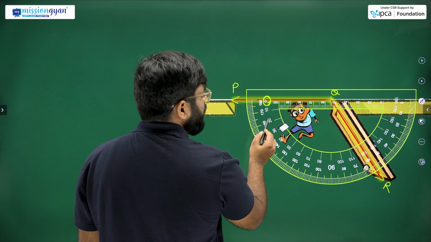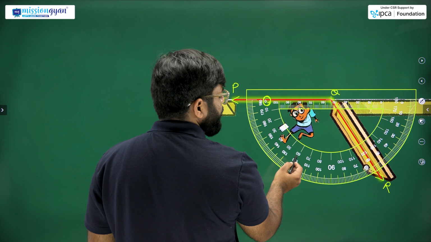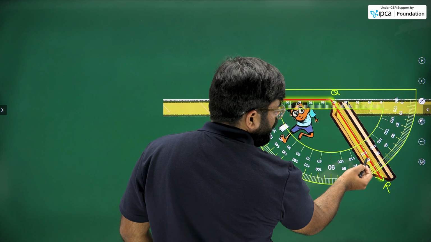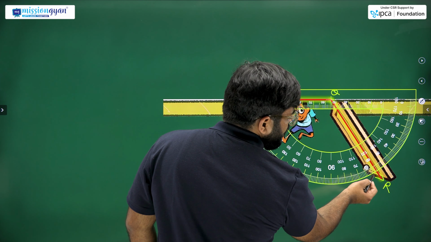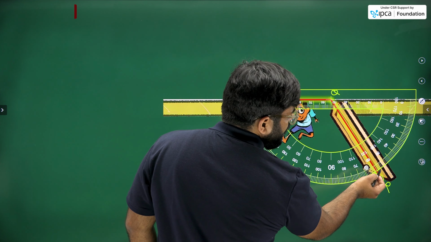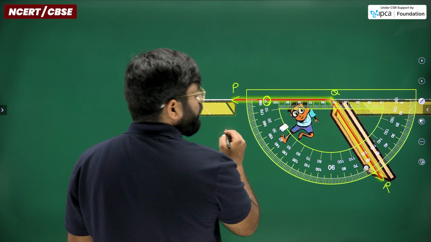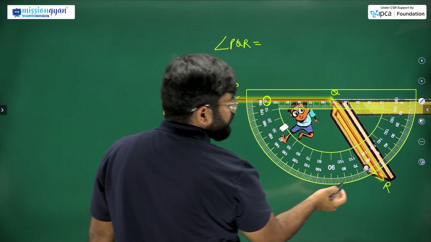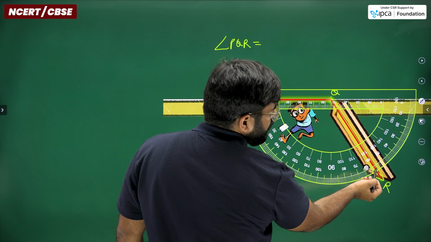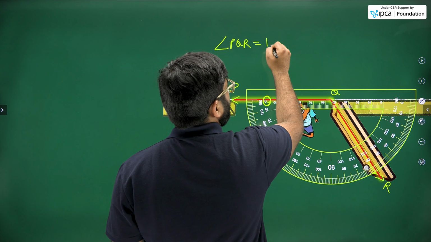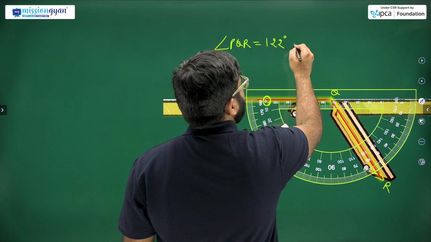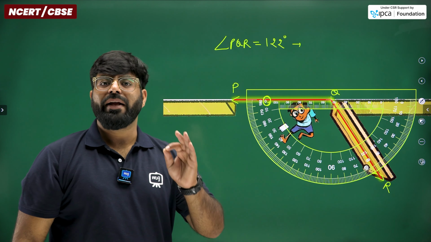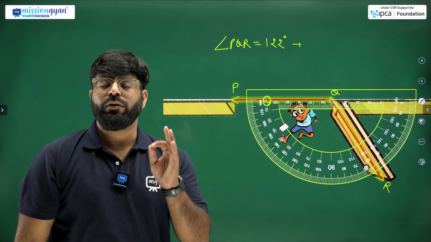That is 0, 10, 20, 30, 40, 50, 60, 70, 80, 90, 100, 110, 120. After 120, it is going again in the same direction, 2 points more. So we can say that angle PQR is measuring 120 plus 2, that is 122 degrees. So we can say that with the help of a protractor, we can measure the angle of an open door.